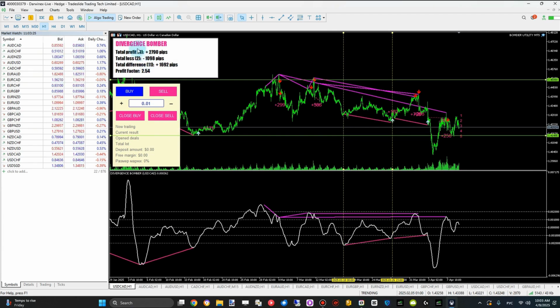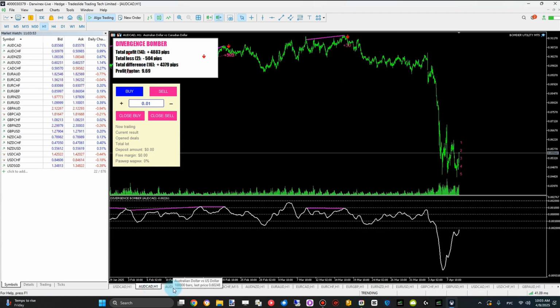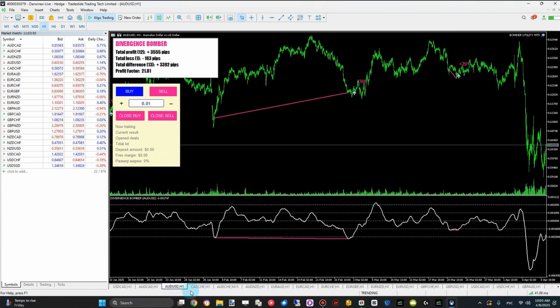And we had 9 profitable signals and 2 losing ones. Here, we earned this amount of pips and lost this amount of pips. The difference is 1,692 pips. This is one price chart. We can use this indicator on practically any asset. I use it mostly on currency pairs, but in reality, this system can work on literally any asset.